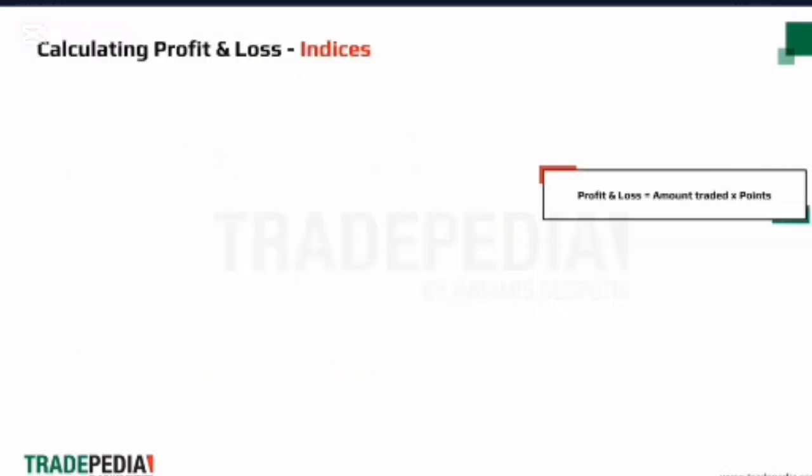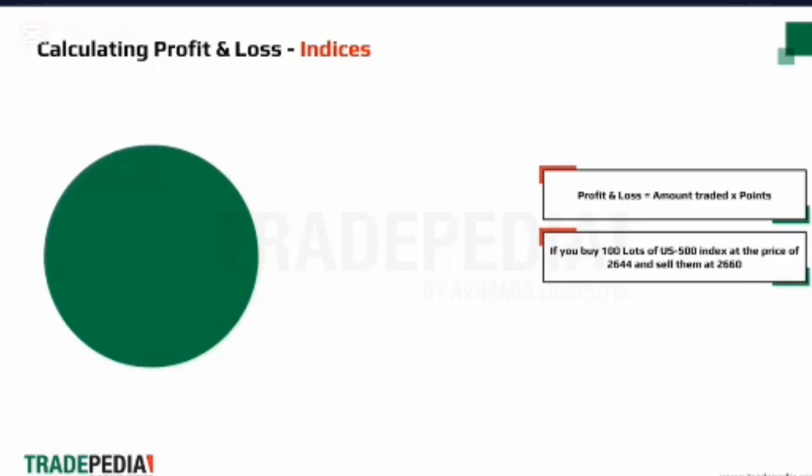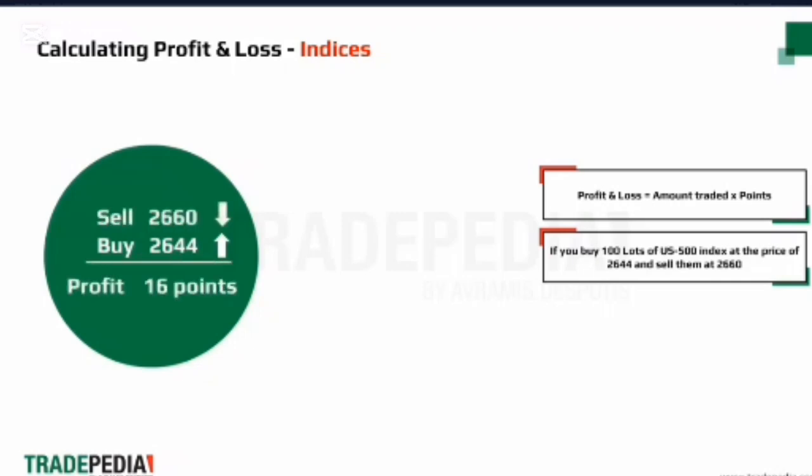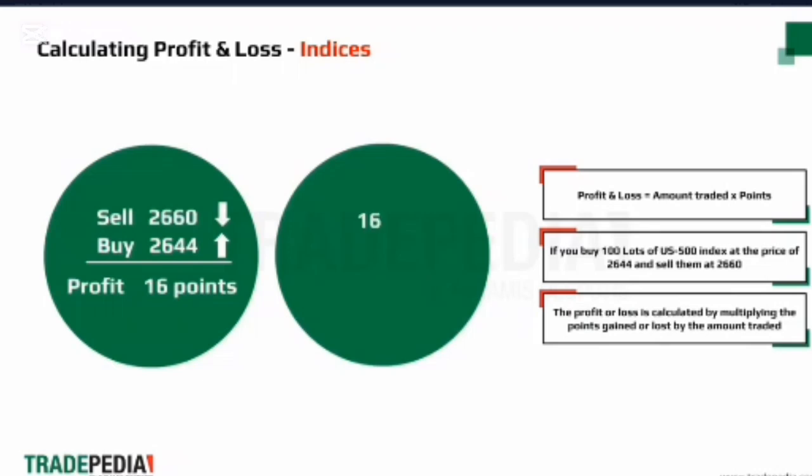In indices, the profit and loss is calculated by multiplying the amount traded with the points gained or lost. If you buy 100 lots of US 500 index at the price of $2,644 and sell them at $2,660, you will gain 16 points. The profit or loss is calculated by multiplying the points gained or lost by the amount traded. As one lot equals to 1 unit of the index, your profit is equal to 16 points times 100 lots times 1 unit, which is $1,600.